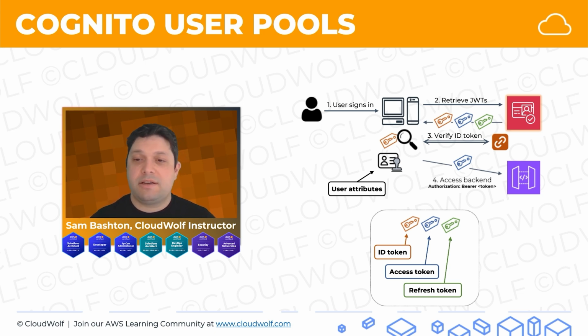If you're using an app that's running on EC2 or ECS or Lambda with Lambda function URLs, you need to manually check that bearer token. When I say manually, I mean you need to implement the code to check that that token has been signed with the appropriate signature, and then you can trust the things that you've been sent within that request.